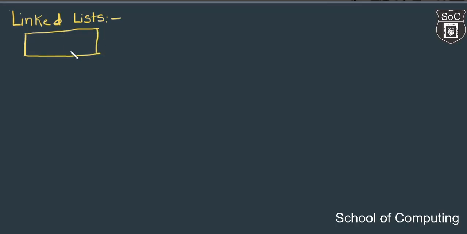A node has two components, data and address. So friends, for example, let us assume the data here is 10 and the address component, let me say, is 123H. So friends, this is the address.